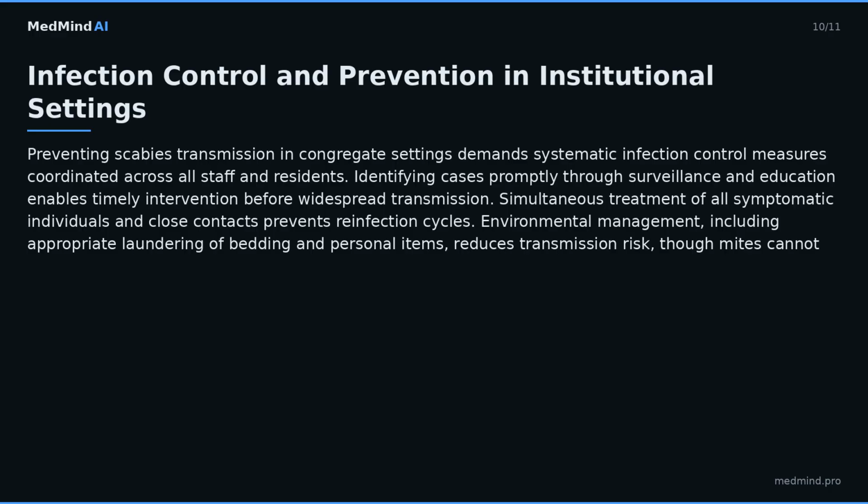Environmental management, including appropriate laundering of bedding and personal items, reduces transmission risk, though mites cannot survive extended periods away from human skin. Staff education regarding symptoms and transmission routes facilitates early case identification. Documentation of infection control procedures ensures accountability and guides outbreak response when multiple cases occur. Crowded institutional settings require heightened vigilance and may benefit from periodic population-wide screening and treatment to eliminate endemic transmission.